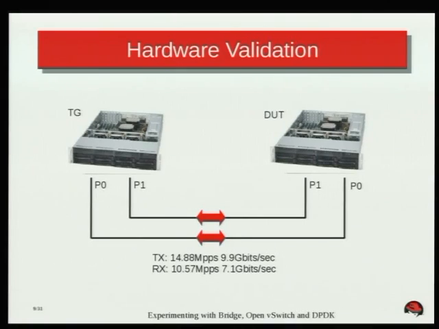Okay, now enabling a bidirectional traffic. So I have P0 transmitting to the other side, and P0 here transmitting to the other side as well. Now things are not that good. I mean, I am able to push traffic, but receiving only 10.57 million packets per second, or 7.1 gigabits per second.